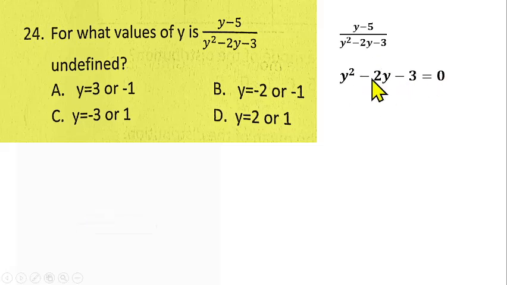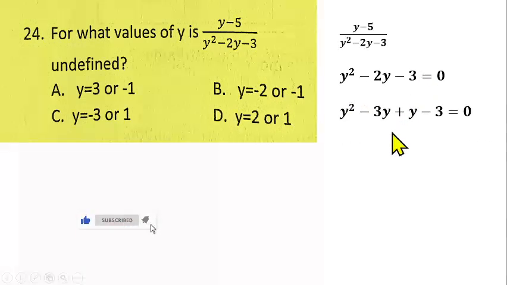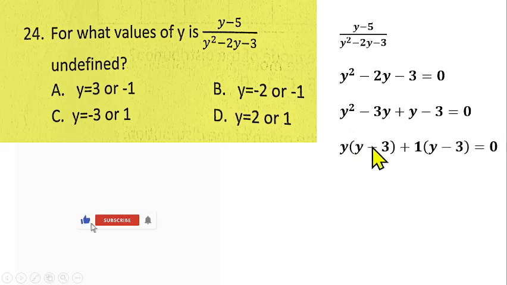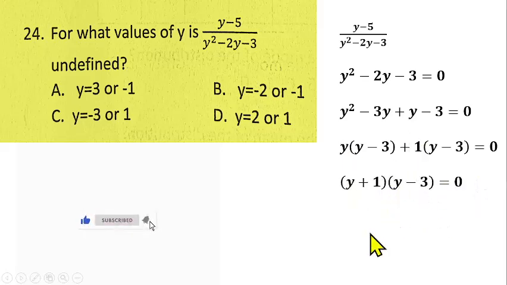So from there, you now have a quadratic equation to solve to find the value of y. You can solve this one by the factorization method. Two numbers that multiply together to give us minus 3, and when you add them together, give us minus 2. That should be minus 3 plus 1. So if you substitute that here, you have y squared minus 3y plus 1y minus 3 equals 0. Factorize this: y into y minus 3, then plus 1 is common here, plus 1 into y minus 3 equals 0. So you have y plus 1 into y minus 3 equals 0.